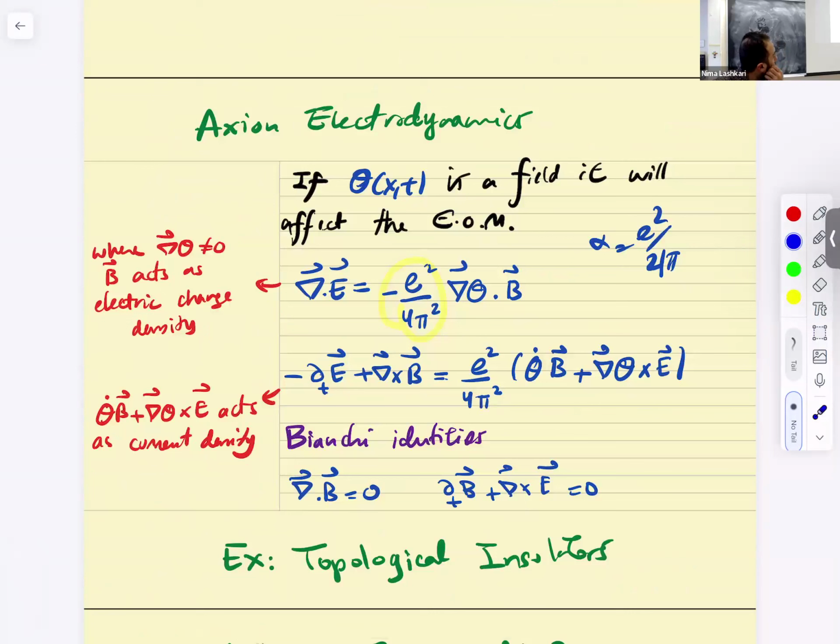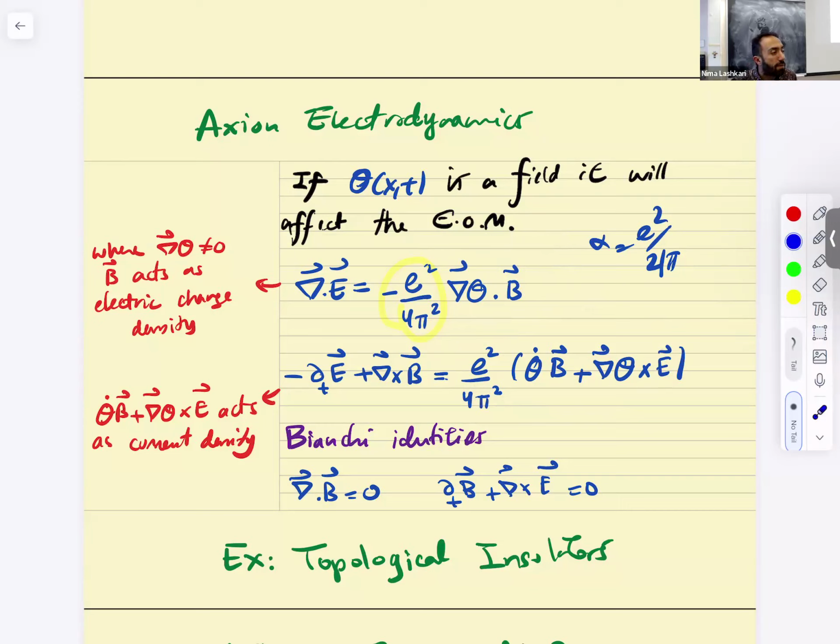I also commented very briefly on axions. An axion is a setup where we promote the theta parameter to a dynamical field, and we add a kinetic term for it. That's called axion electrodynamics. It will change the equations of motion because now the field can have a gradient, right? And we said that the gradient on this side acts like an effective charge density, and over here it acts like an effective current density, right?